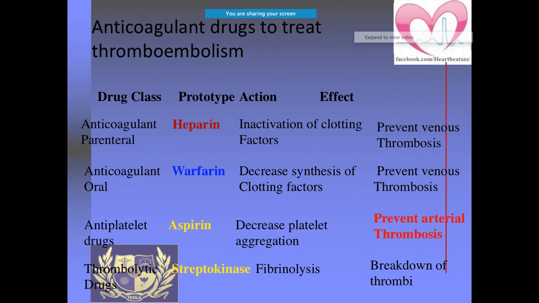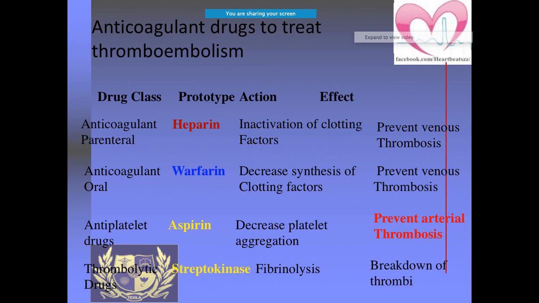So what are the other anticoagulants which you all know of, which are being used for preventing thromboembolism? Warfarin, we already said it. Its main action is to decrease the synthesis of clotting factors. It's mainly used to prevent venous thrombosis. Similarly, heparin is also another anticoagulant, which is given parenterally. And this is again also used to prevent venous thrombosis.